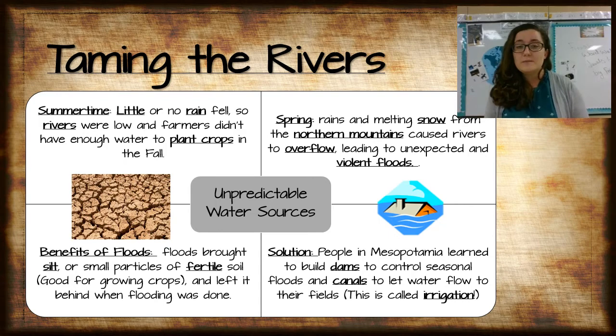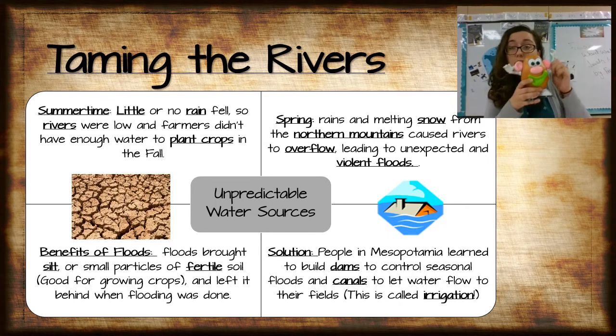So people in Mesopotamia began to build dams to control seasonal floods, building up mud brick walls to protect their homes, and canals to let water flow to their fields. This method of controlling the water, either bringing it back or holding it back or bringing it to you, is called irrigation.